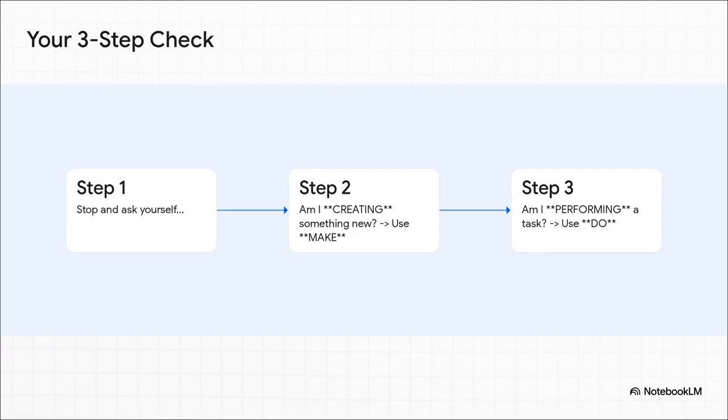Pretty cool, right? So here it is, your own little mental checklist. The next time you're not sure, just stop, take a breath, and ask yourself two simple questions. Am I creating something new here? If yes, use make. Am I performing a task or an activity? If yes, use do. That's it. This little check will get you the right answer almost every single time.